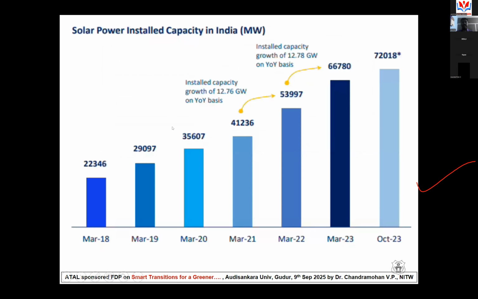Here one more chart is given showing solar power installed capacity in India. It is mentioned in megawatt, or otherwise you can take gigawatt. From 2018, it is 22 gigawatt, and in 2019 it is 29 gigawatt. It increased to 35 gigawatt in 2020. In 2021 it is 41, in 2022 it is 53, and then 66 gigawatt, and in 2023 it is 72 gigawatt.